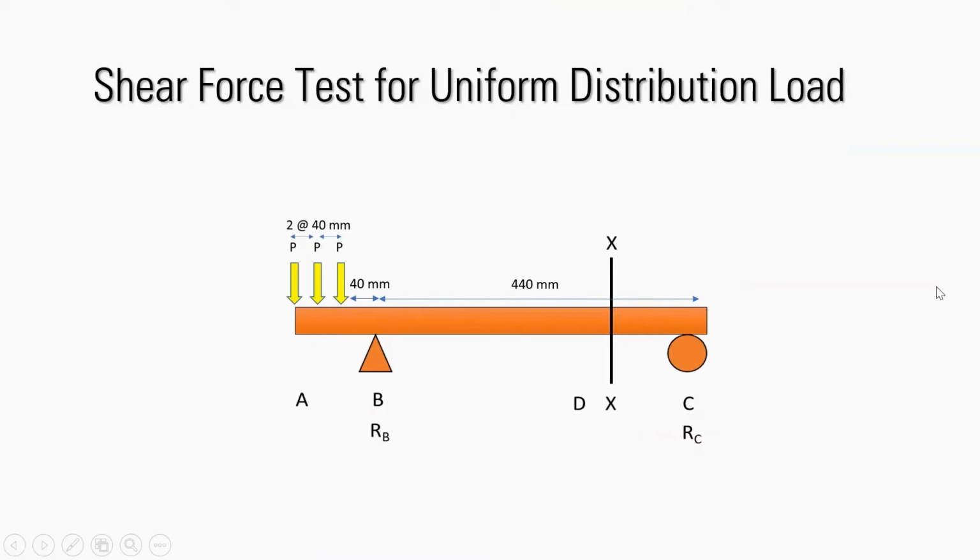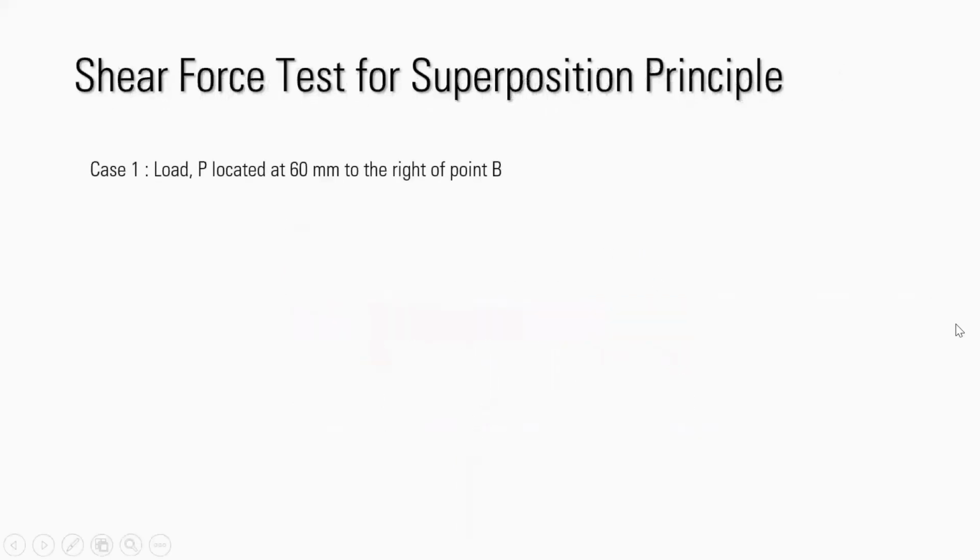And then we are going to measure the shear force along the section XX by using the digital force display meter. And then we will compare it with the theoretical value by computing RB and using the moment equation in order to find out the theoretical shear force at section XX. Next, I will continue with the explanation about how we carry out the shear force test for superposition principle.